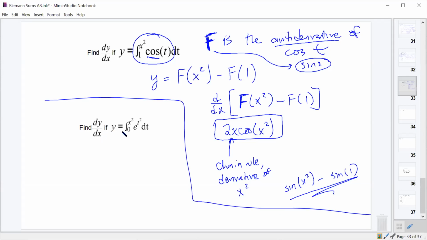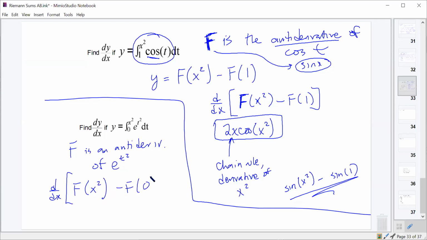Let's look at this one. We want to find the derivative of the integral from 0 to x squared of e to the t squared. Now this one, you probably don't know what function you can take the derivative of to get e to the t squared. So we're just going to call capital F an antiderivative of e to the t squared. And so this becomes the derivative of capital F of x squared minus capital F of 0, just like we did up here.